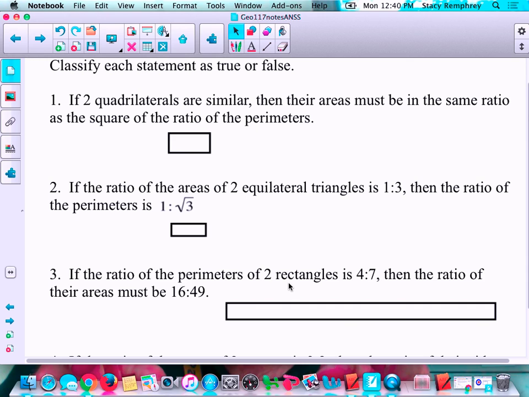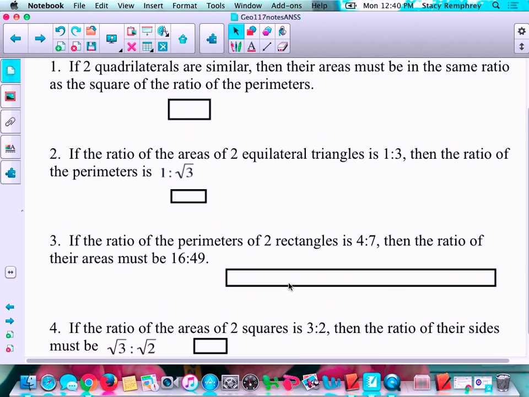Okay, I have 4 true or false statements. Again, I would like you to try these on your own and then come back. So please push pause, try them out.